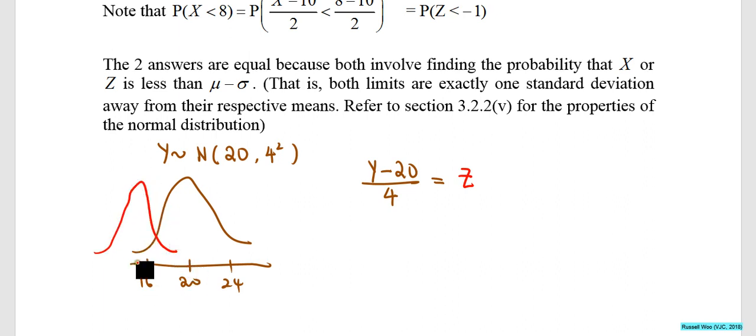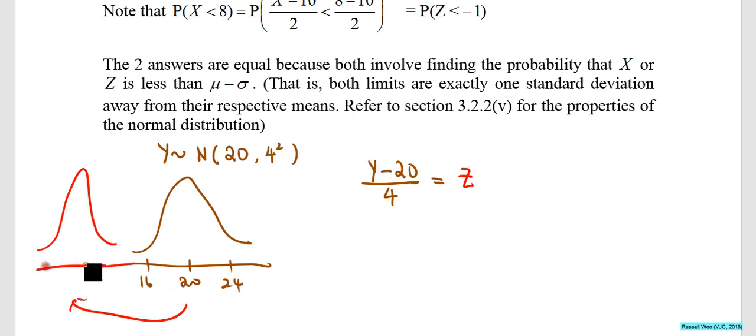Because I translate it, I will get something like this, where I translate it so that the mean is 0 and the standard deviation is now 1. So I will minus 20, so this will be y minus 20 divided by 4. Does it make sense to all of us?